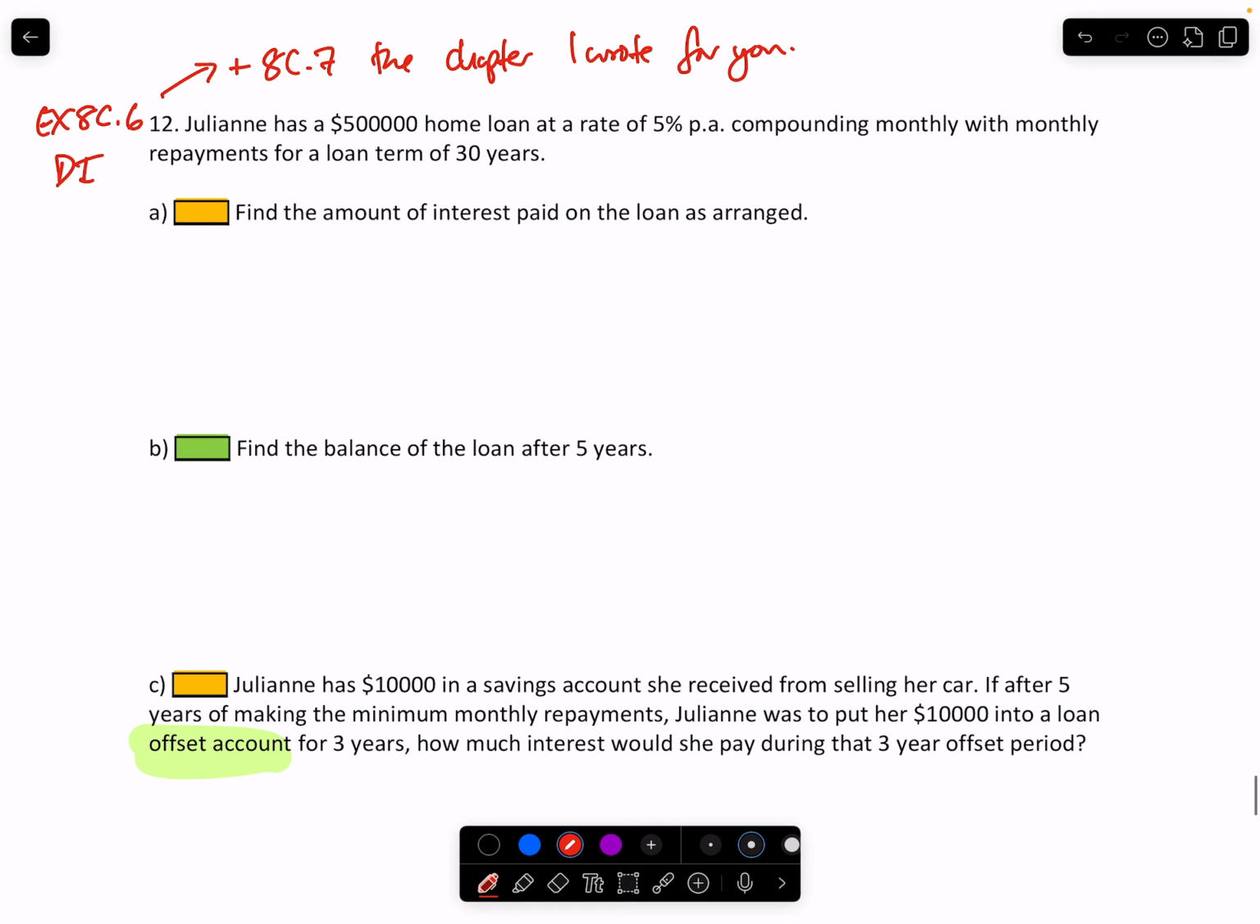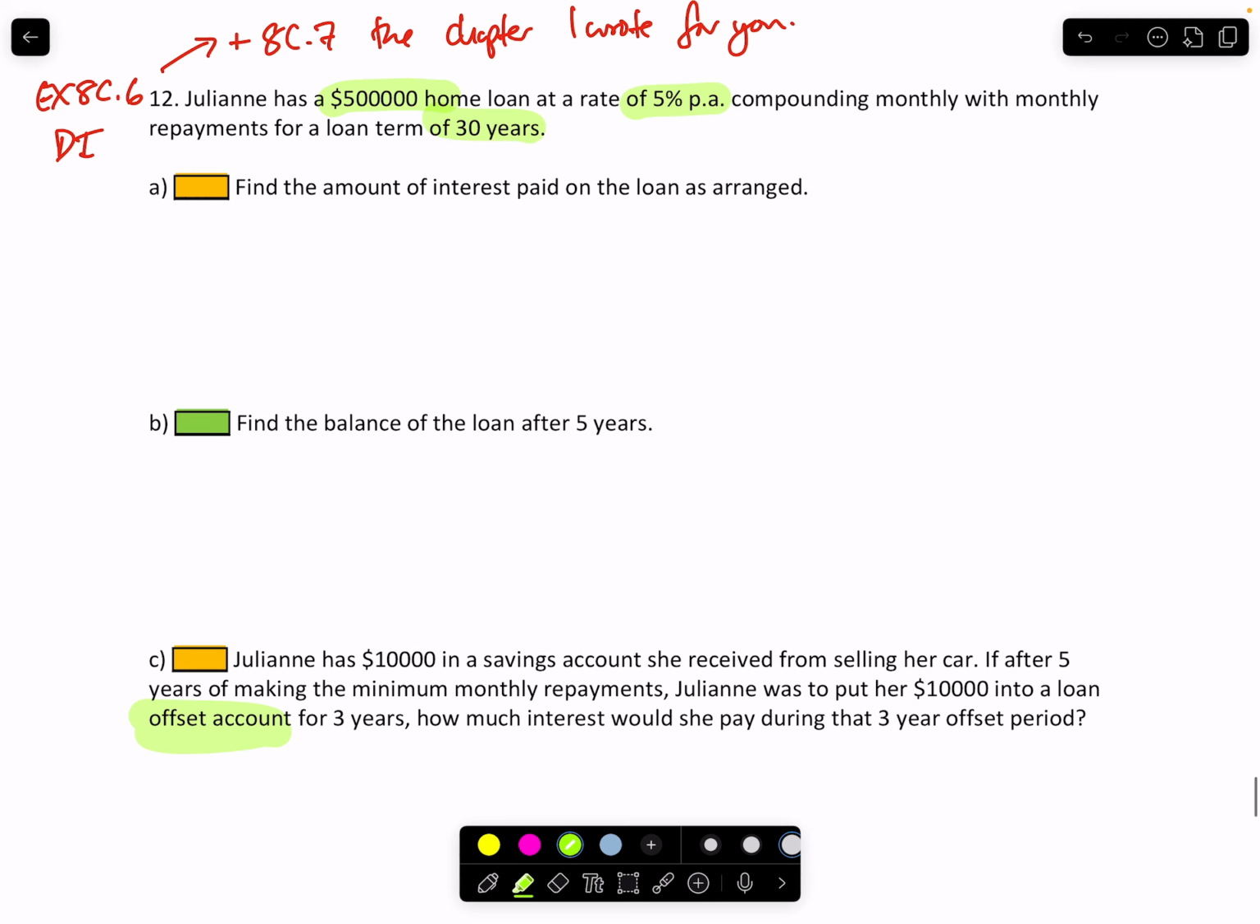Whether you did that or not, that's your concern. 500 grand loan, 5%. So this is a default loan for 30 years, the default 2025 loan that we've been hammering. Find the amount of interest paid on the loan as arranged. To do that, we need to know what the payments are.